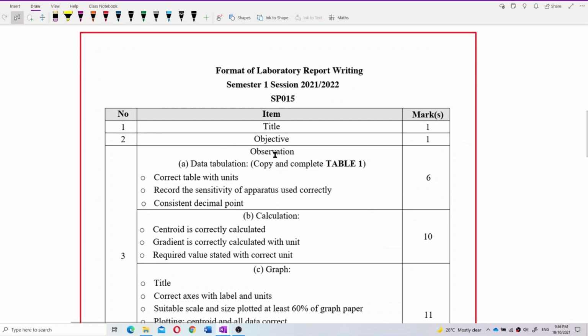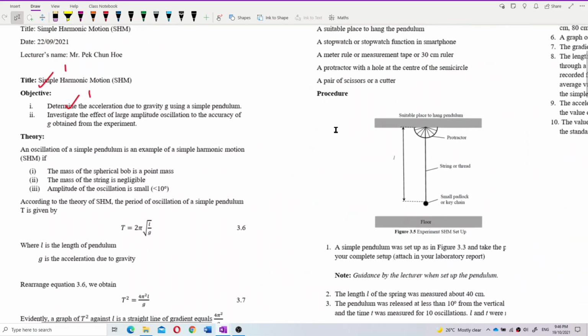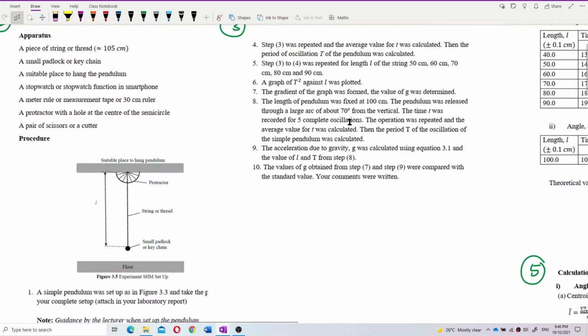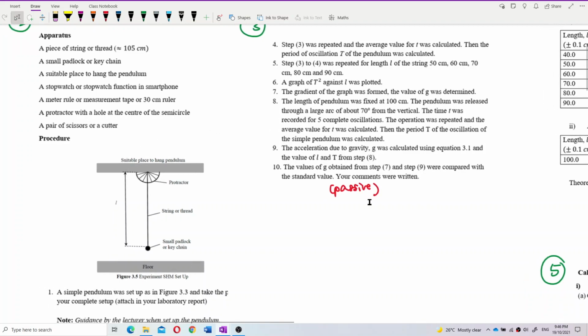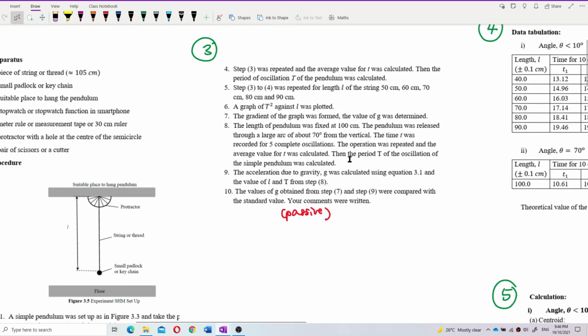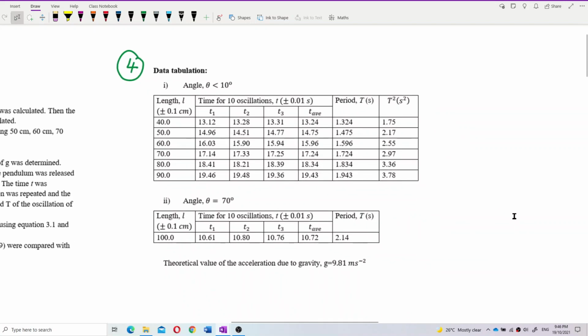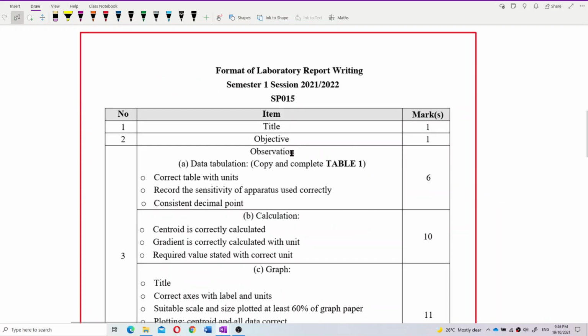Then, straight away go to the observation. The theory, procedure and apparatus are not needed. However, for the procedure, always use passive sentences. But for the exam, you can skip this part. Straight away go to the observation. So these 2 parts are okay for her.